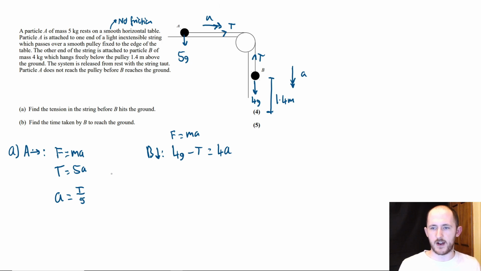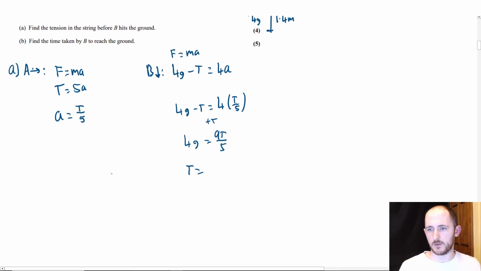So A is equal to T over 5, so that means this becomes 4G minus T equals 4T over 5. If we add T to both sides, we get 4G is equal to 4T over 5 plus another 5T over 5, which would be 9T over 5. So that means T is just equal to 5 times 4G over 9. The way I got that is I've timesed both sides by 5. I didn't simplify 5 times 4 to 20G because I thought it might be a bit confusing. So I've timesed both sides by 5 divided by 9. And now I can actually work out what that is.